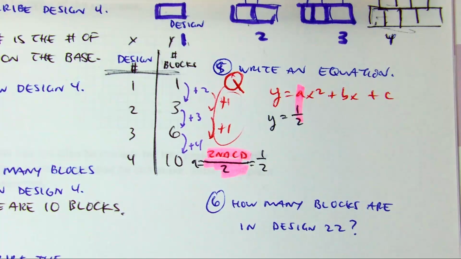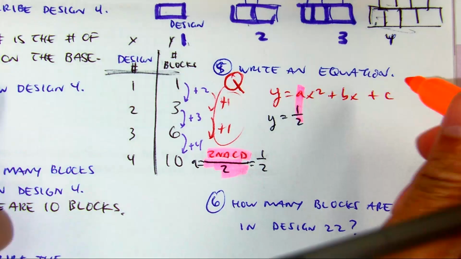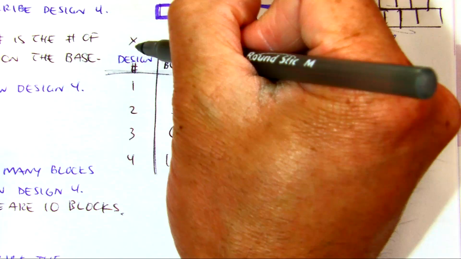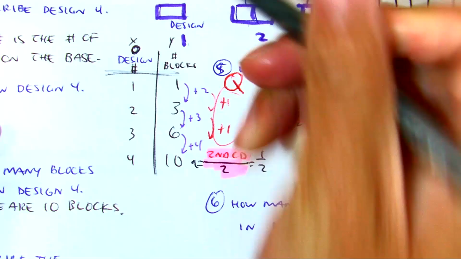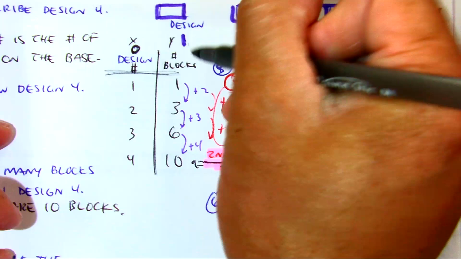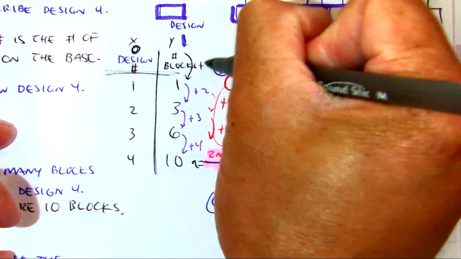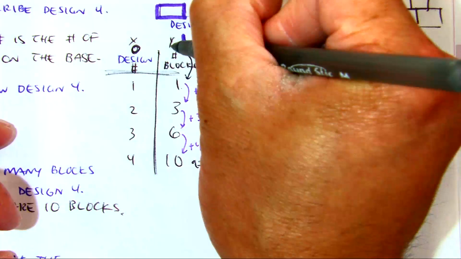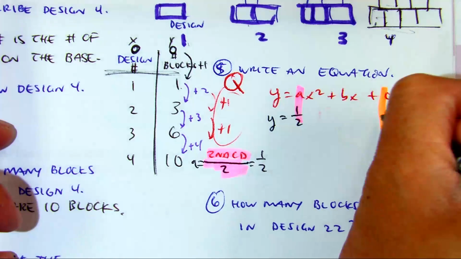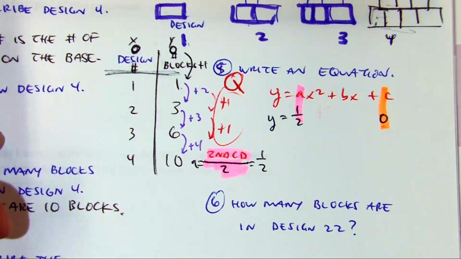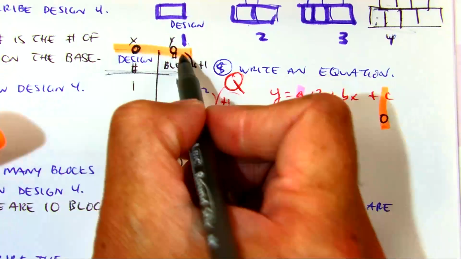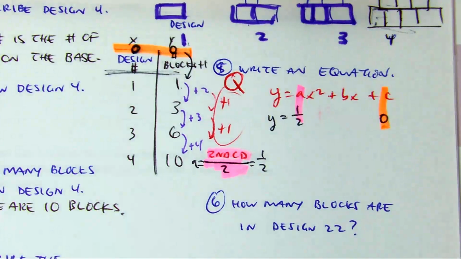My c value is the y-intercept. On mine, I don't have the y-intercept, so I have to go backwards. What do you think it would be? This has to be a plus 1, right? 1, 2, 3, 4. So this number plus 1 equals 1. The number is 0. There is no y-intercept. So again, work your way backwards where x is 0, find the y value.